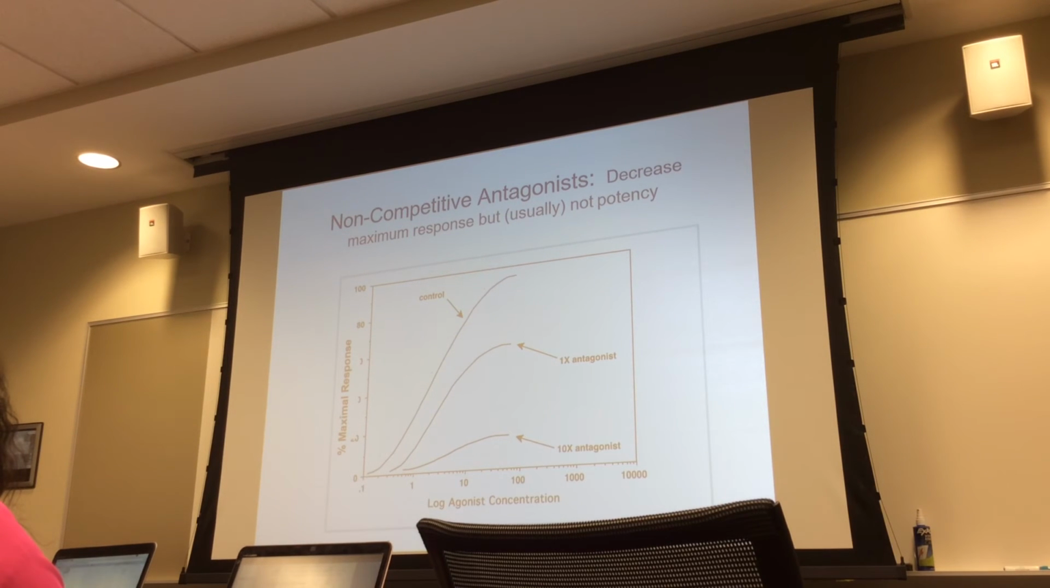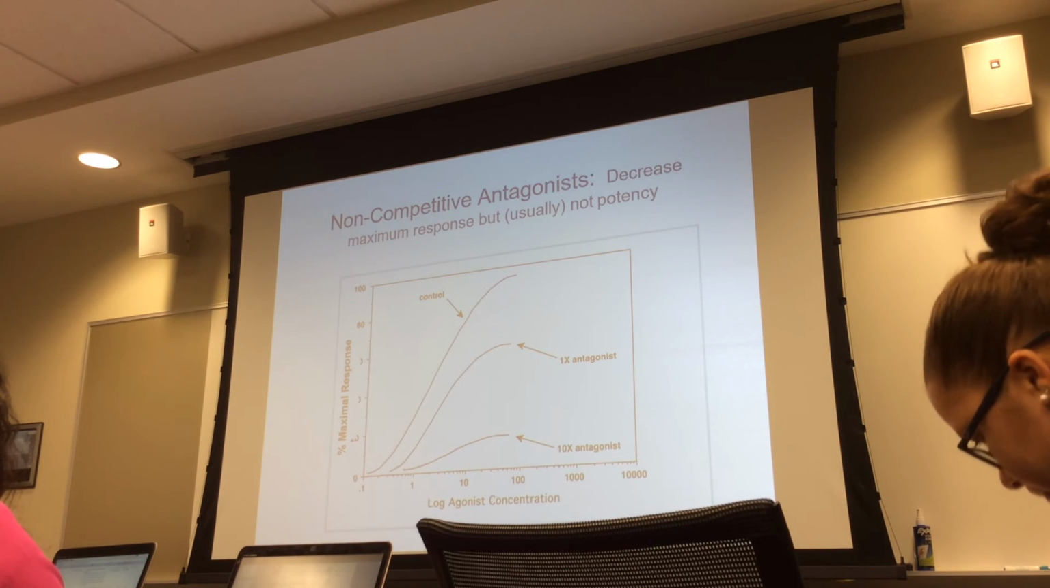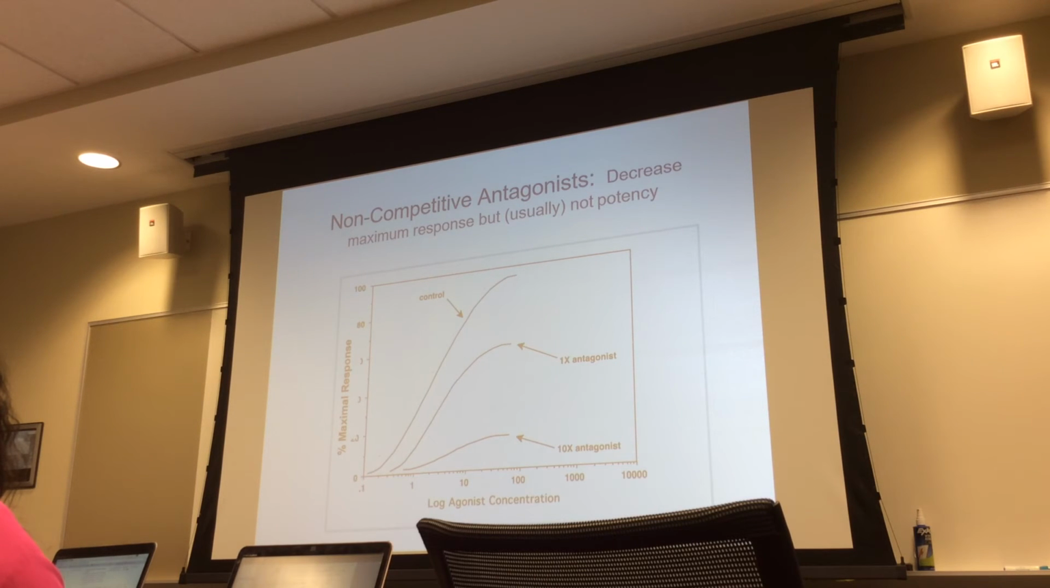But very characteristic when you have a non-competitive, irreversible antagonist, you have a reduction in the maximum efficacy because some of the receptors are completely taken out of the equation. They're not participating in the action of the drug anymore because this is irreversible binding, non-competitive. Okay? Usually, you have a reduction in the maximum response, but not usually the potency.